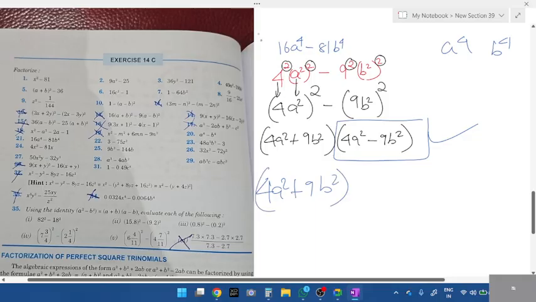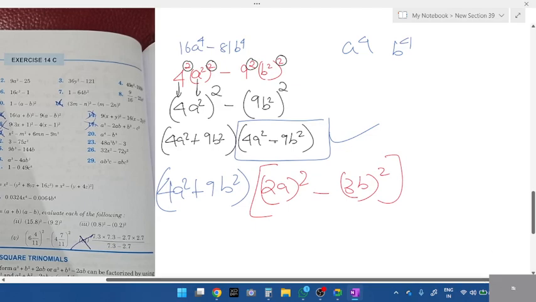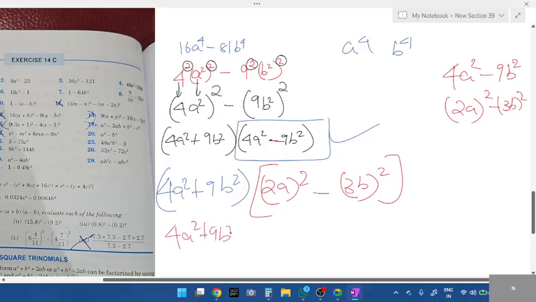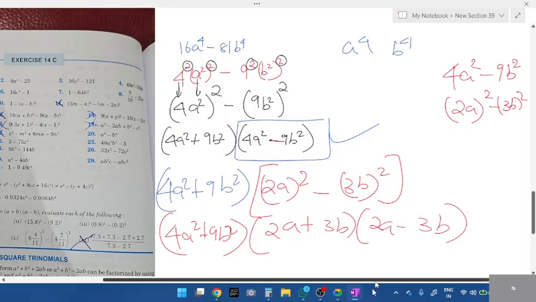How do I write 4a square? Is 4 a perfect square? Perfect number. Can I write (2a) the whole square? Whole square. If you are getting confused, remember always minus. Take this in the bracket. This is the second question. Then just think, okay, degree is 2. 4 is a perfect square, 9 is a perfect square. You can write it like this. Now, what's the final answer? (4a square plus 9b square) into (2a plus 3b) into (2a minus 3b).